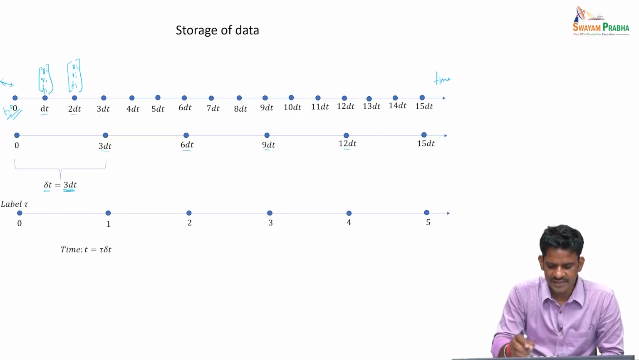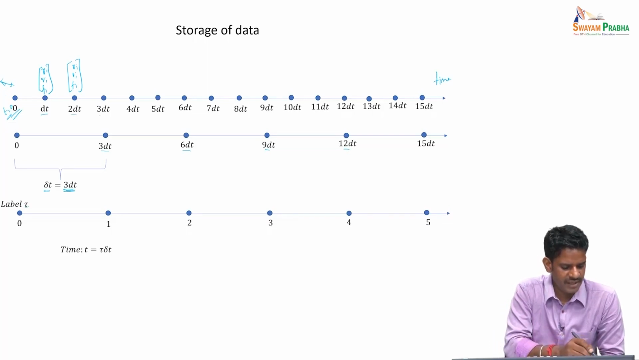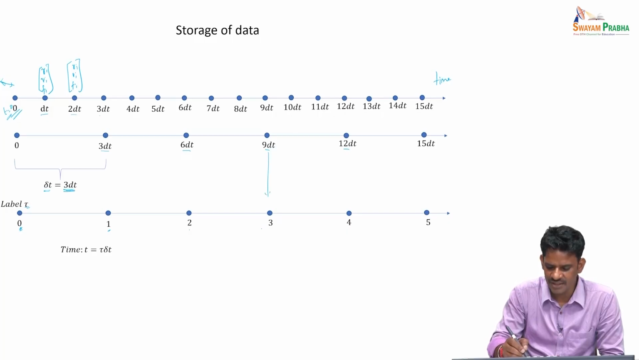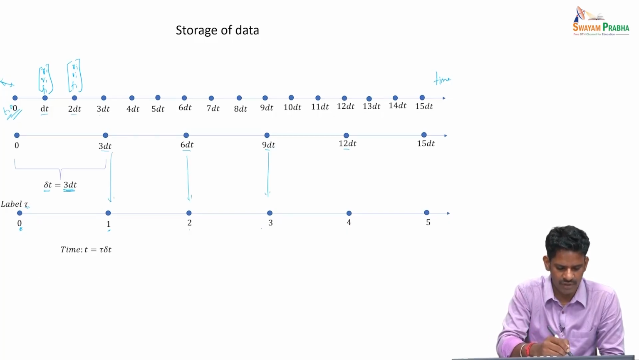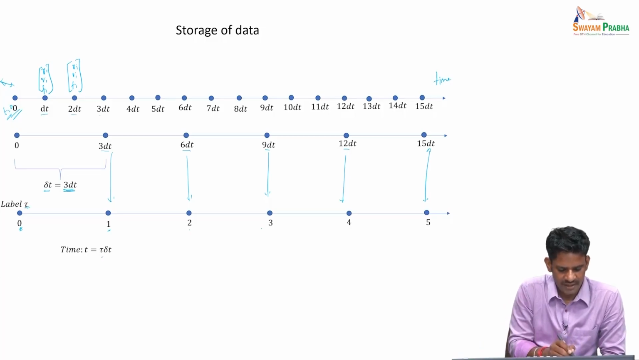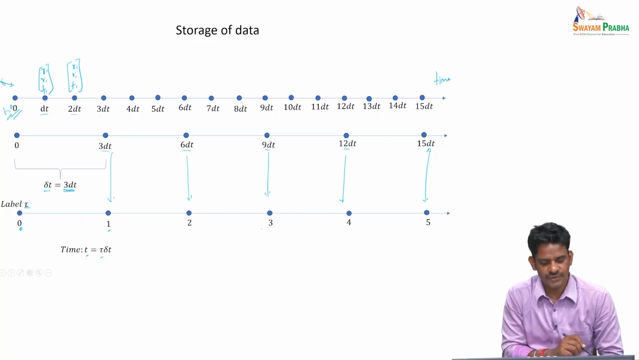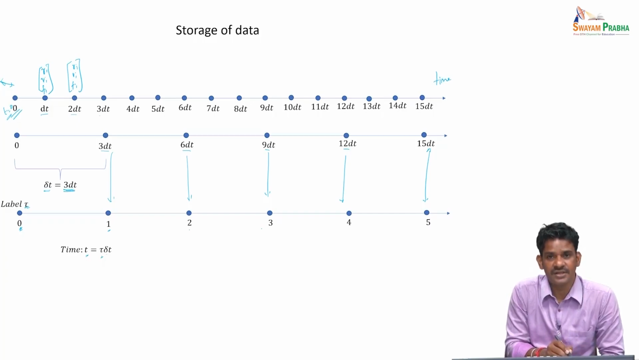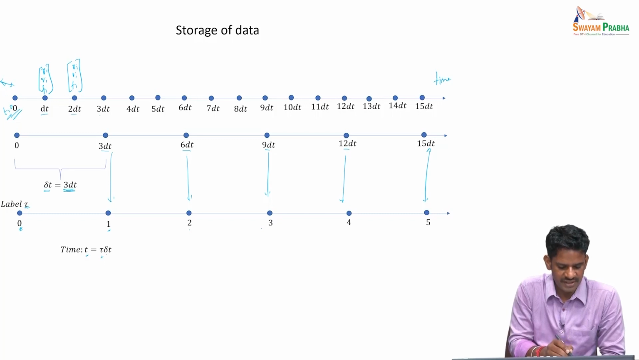Now, this real time we write in terms of some index. The first data point we say is 0. This is the 0th data set, first data set, second, third and fourth. So, we are basically replacing the time information with a label 1, 2, 3, 4, 5, etc. And then we can easily see that if I know the label of this data, I know what absolute time it corresponds to by simply multiplying tau times delta t. Suppose this means 1 delta t, that is basically 3 dt. So this data point is this.